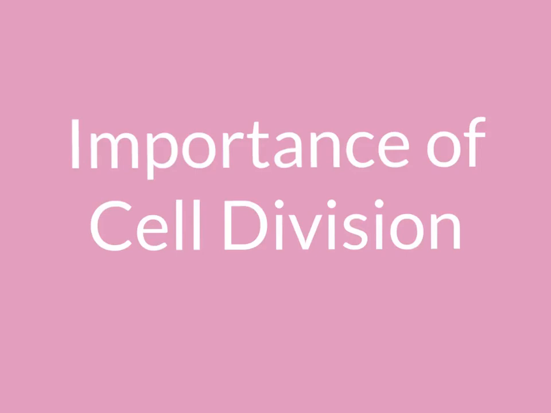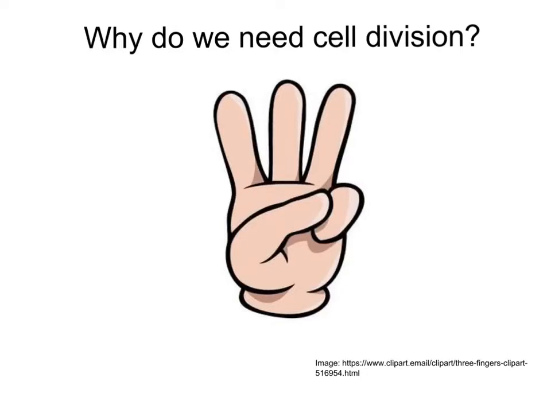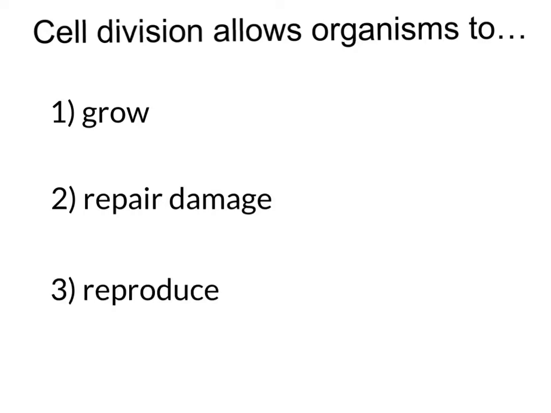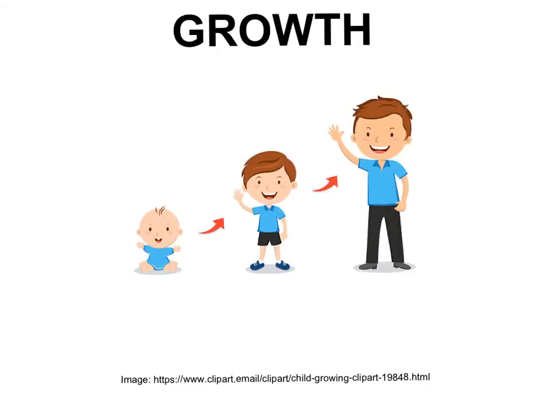Today we are going to talk about the importance of cell division. Why do we need cell division? Well, there are three reasons. Cell division allows organisms to, number one, grow, number two, repair damage, and number three, reproduce. Let's start off with growth.